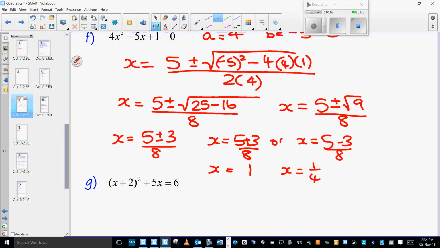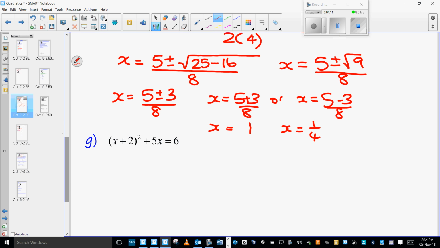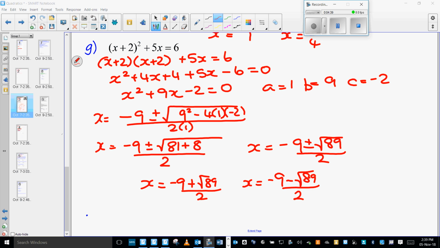Alright, this example here. It's nothing like what we've used so far, so what are we going to have to do first? Expand it. Yes, we can see a bracket with a squared sign. When you see a bracket with a squared sign, always write your bracket out twice. And what are we going to do to the two brackets? We're going to FOIL them. I'm going to leave you to have a practice on that. Alright, there's all our expansion. I think pretty much everyone got the same answer.